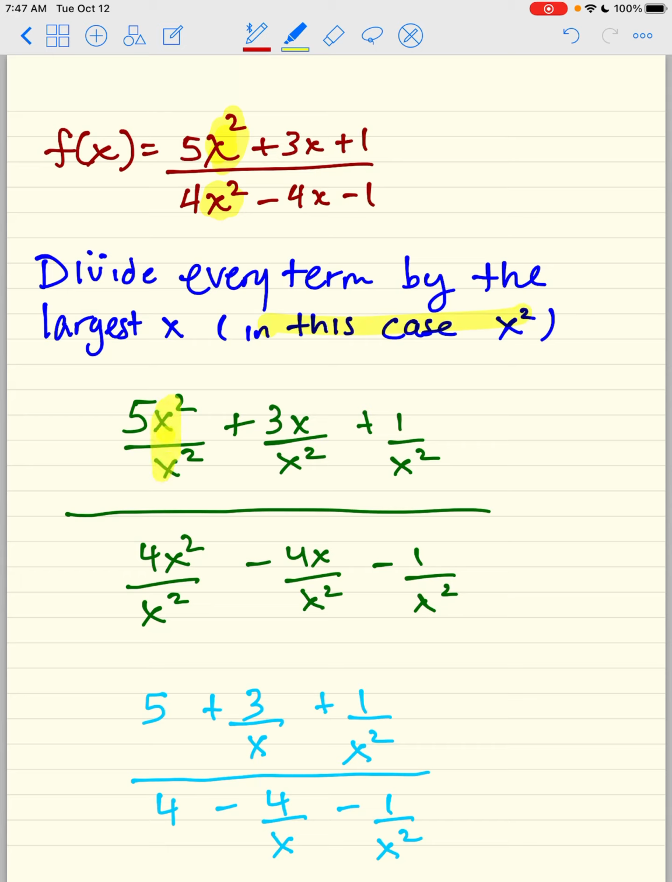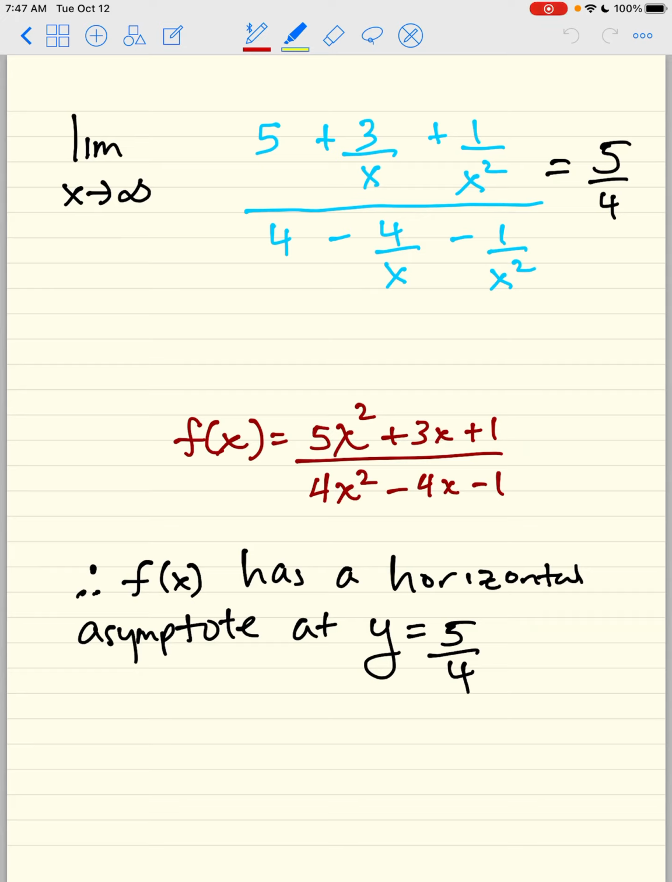So if you come to the green part, I took the 5x squared and I divided it by x squared, the 3x by x squared, the 1 by x squared, and I did the same thing for each one. I then reduced it. So 5x squared over x squared is 5, but this left me with an x in the bottom and an x squared. This is 4. This left me with an x and an x squared in the bottom. So I'm just going to carry that on to the next page.